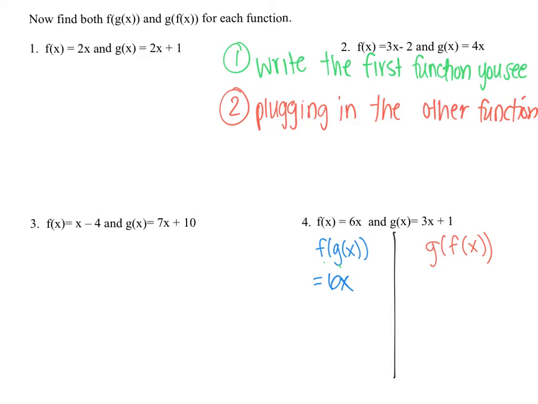My other function? Good. So what I'm going to do is make sure, remember, when we evaluate, we have to plug in where we see an x. So I'm plugging in g of x every time I see an x. Okay? So I'm going to put equals 6, parentheses, 3x plus 1. That's it. Every time I see an x, I plugged in g of x.